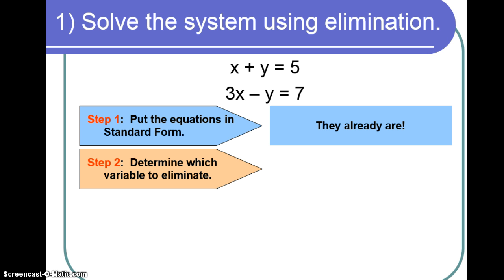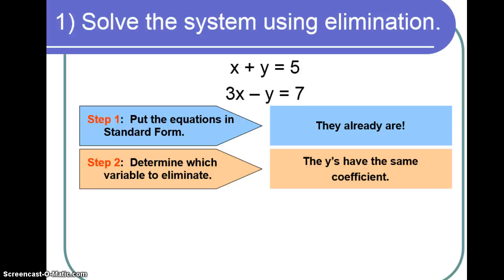Next, we want to determine which variable to eliminate. So if you look at these, we want to look and see which ones have the same coefficient, or the same number in front of them. When we look at x, we have the top equation with 1 and the bottom equation with 3. Those are not the same numbers. When we look at y, we have a y with 1 and a y with a -1. So realistically speaking, those are the same numbers. So we want to consider eliminating our y's. They have the same coefficient.